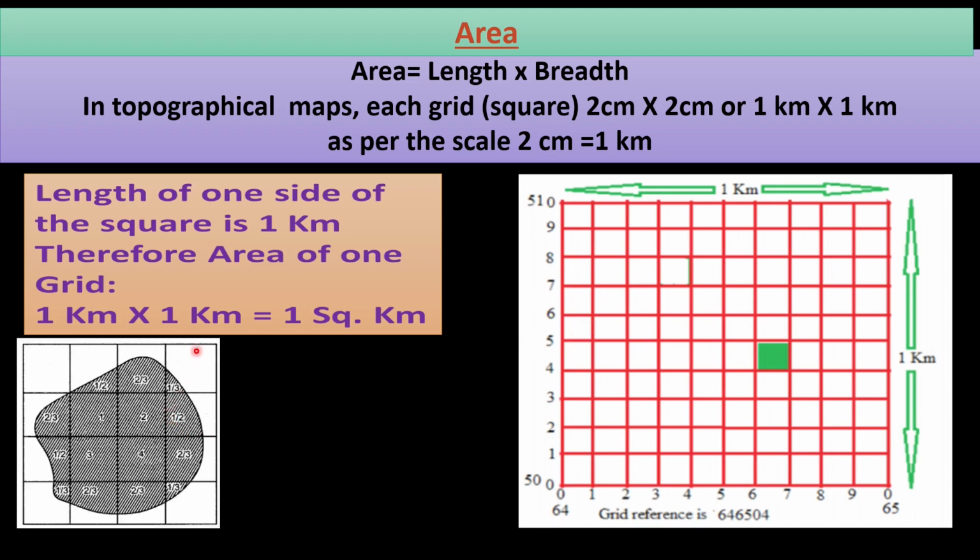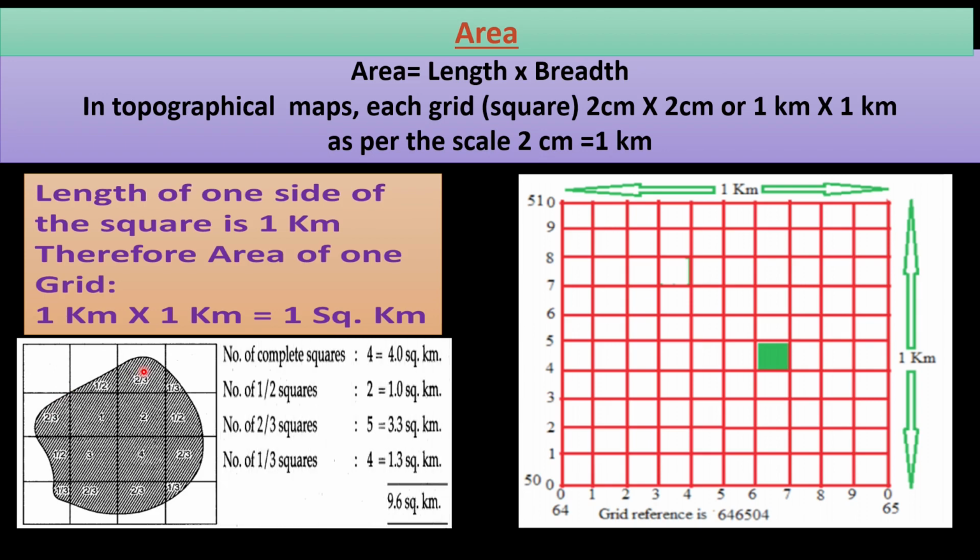Now, if in a huge area we have to find out one particular area which is not totally perfectly square, how are we going to do it? We have to find out the number of complete squares, then half squares, and 2/3 squares, and 1/3 squares. Here complete squares are 4, half squares are 2, 2/3 squares are 5, 1/3 squares are 4. So total it is coming 9.6 square kilometers.